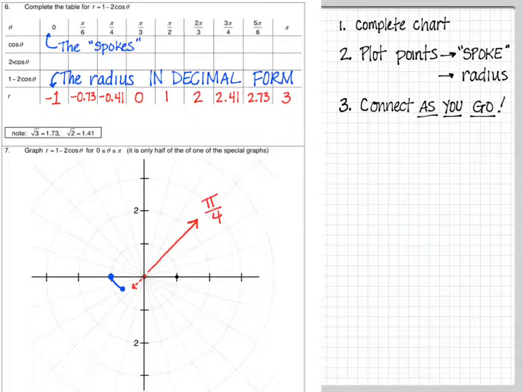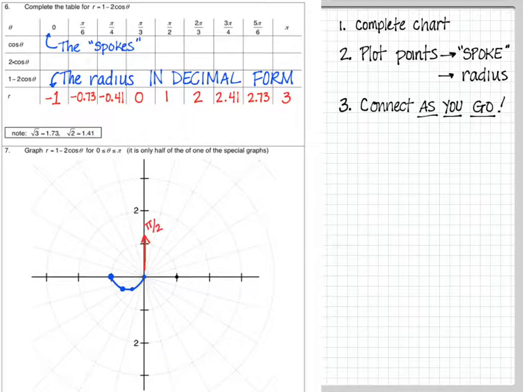The next spoke on the chart is pi over 4. So I'm staring at pi over 4, standing at the middle, but it says negative 0.41. So we're going to back up 0.41, and I connected that. The next spoke is pi over 3, but it says 0 in the chart, so we stay right at the origin, so we connected that.